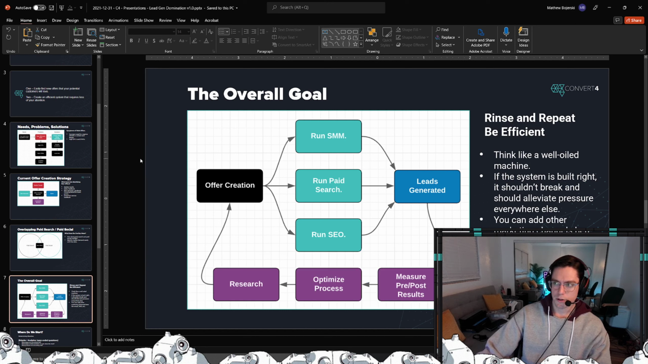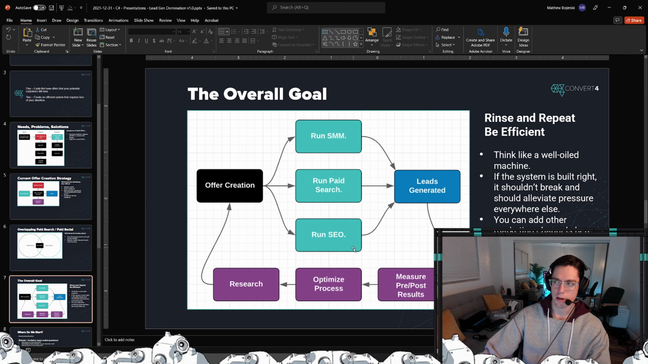So just to recap, I know we've covered a lot, but here's the goal. You're going to want to do offer creation, right here in the black box where we're starting. You're going to create the offers. You're going to run social media marketing. You're going to run paid search, and you're going to create an organic landing page targeting this offer.